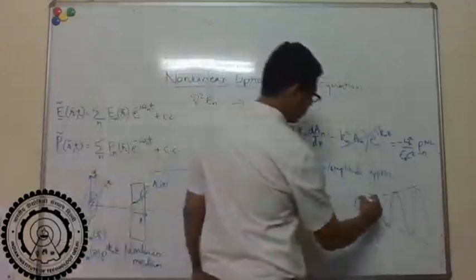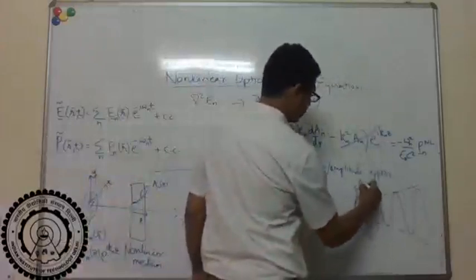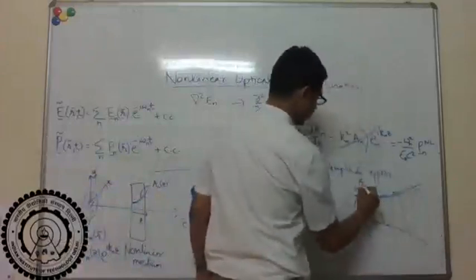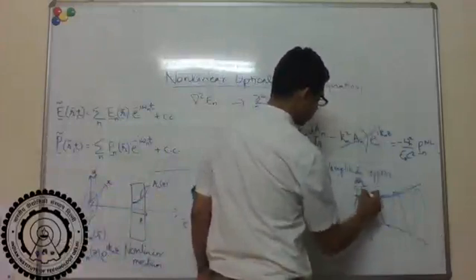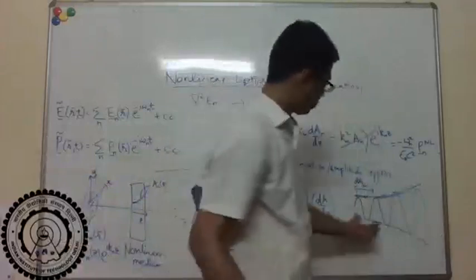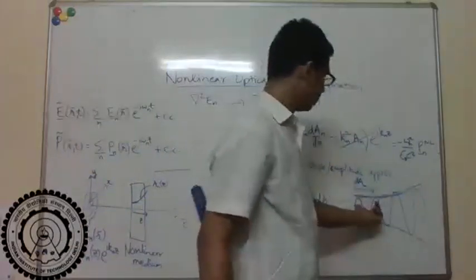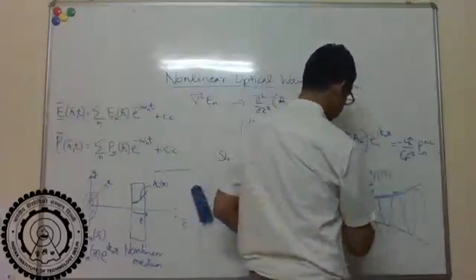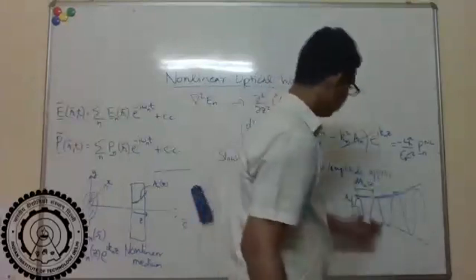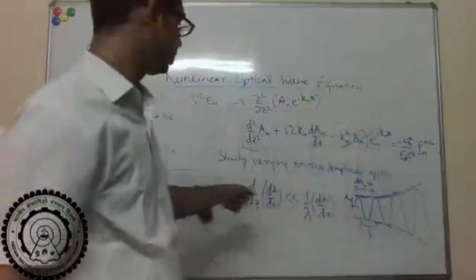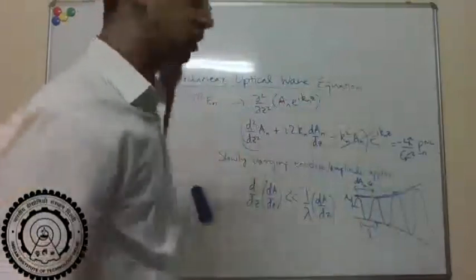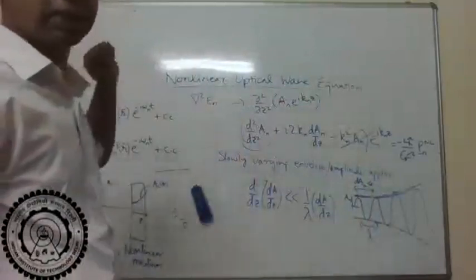So the change in the envelope, or the amplitude, dA_n over a wavelength of propagation is very small compared to the amplitude itself. So the fractional change in the amplitude over one wavelength is very small, negligible. That's the slowly varying envelope approximation, which works in, I would say, 99% of the cases.